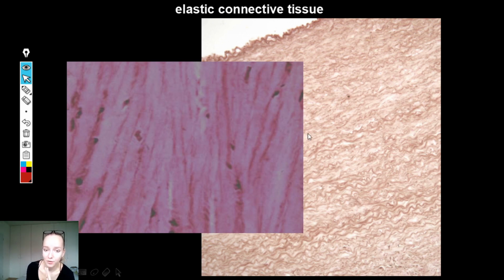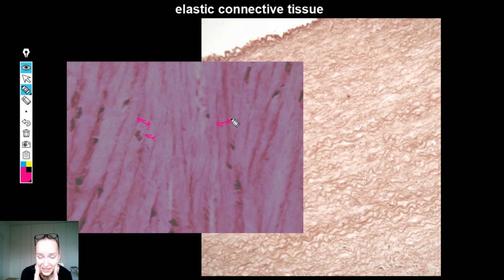Next we have elastic connective tissue. This is a picture from a light microscope, hematoxylin eosin staining, and you can see it's pink, but it's not stained very well. So here we have these elastic fibers. They're kind of thick, but they aren't stained very well. And do you remember they're made of two components, the microfibrils and also this elastic core in the middle. So you should know that.